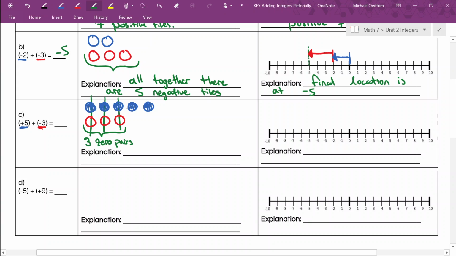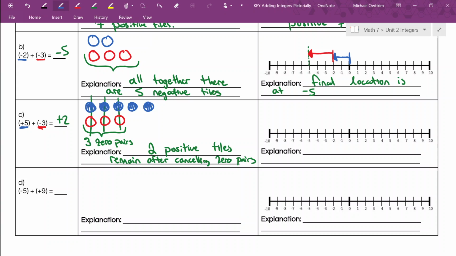What do we have left over? We have 2 positive tiles left over. So we'll say 2 positive tiles remain after canceling 0 pairs. So that means our answer is positive 2.